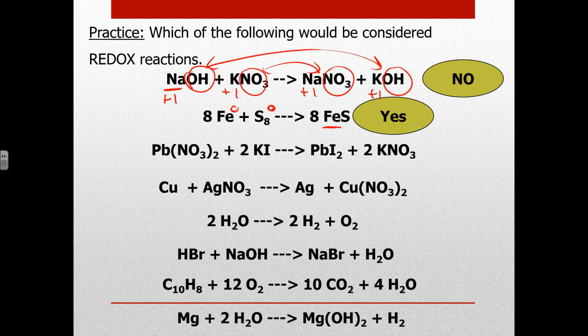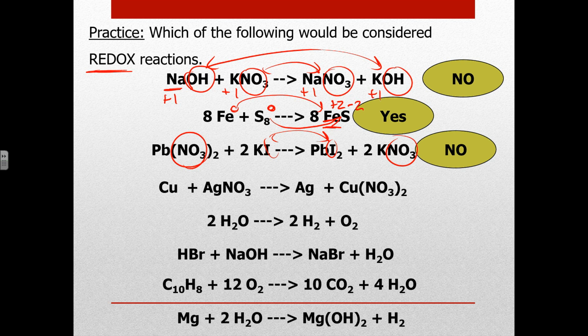If you do have to figure out the charge, you know that sulfur is -2, so this one must be +2. So the Fe0 is going to be oxidized, but the S is going to be reduced. But again, you didn't need to figure that out. You just had to know it was 0 and something else to know if it was a redox reaction or not. In the next reaction, again, we have nitrate. It doesn't change. We have the iodine. That doesn't change. This is a double replacement reaction. So any double replacement reaction is no. The charges stay the same.